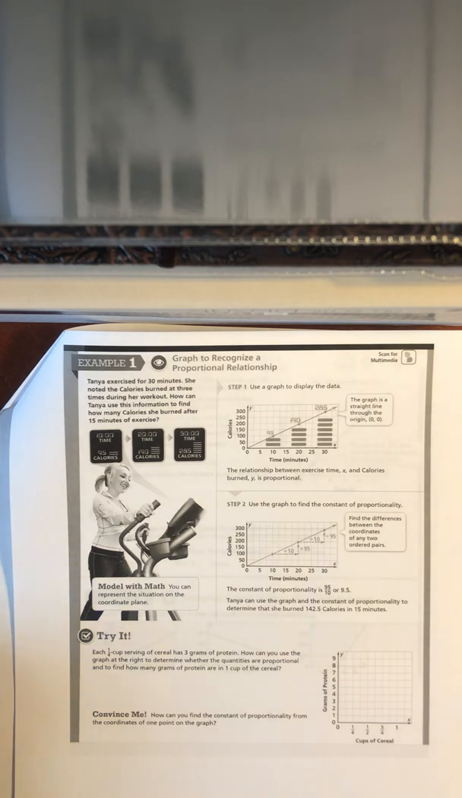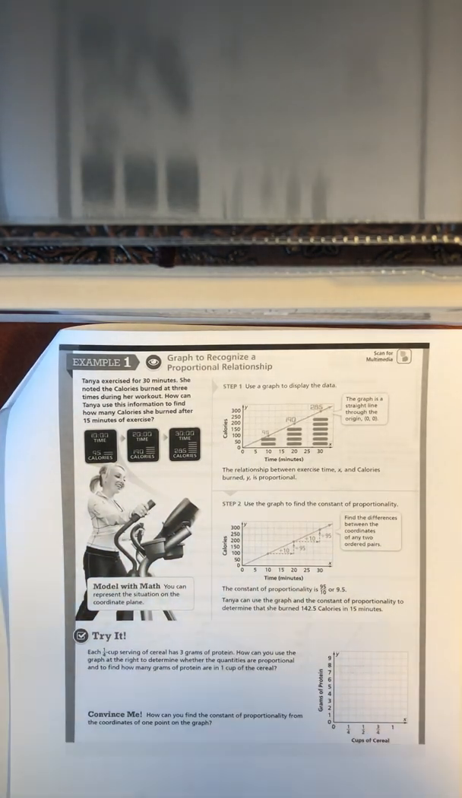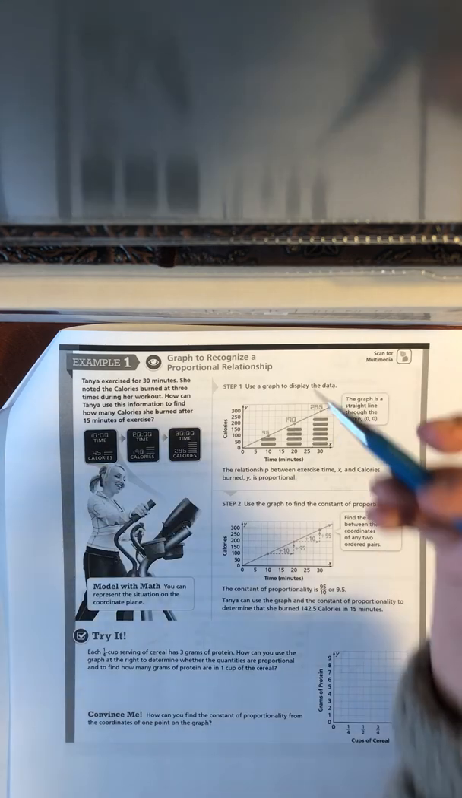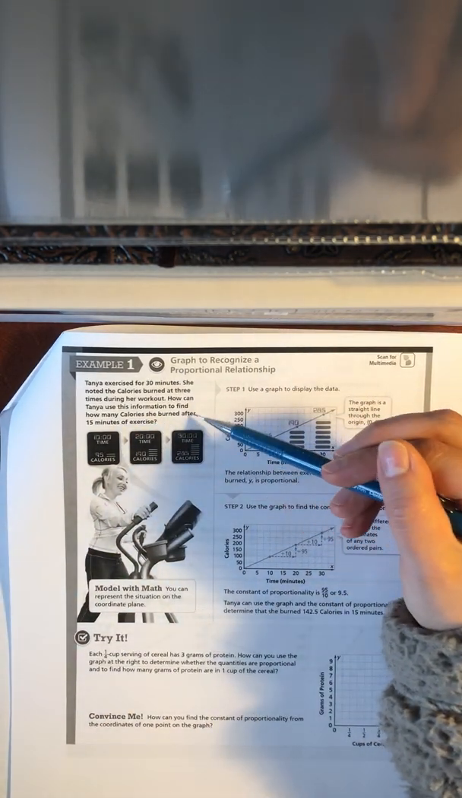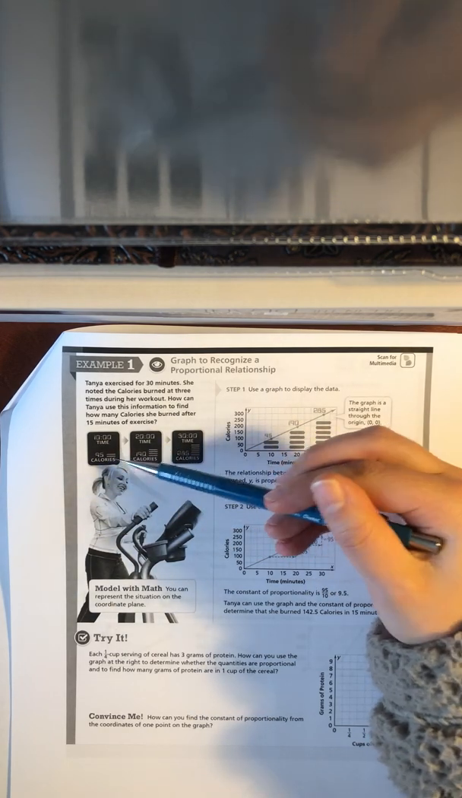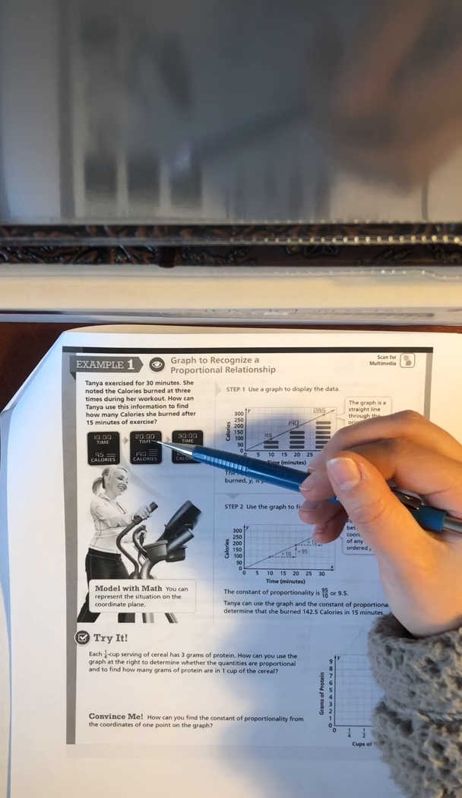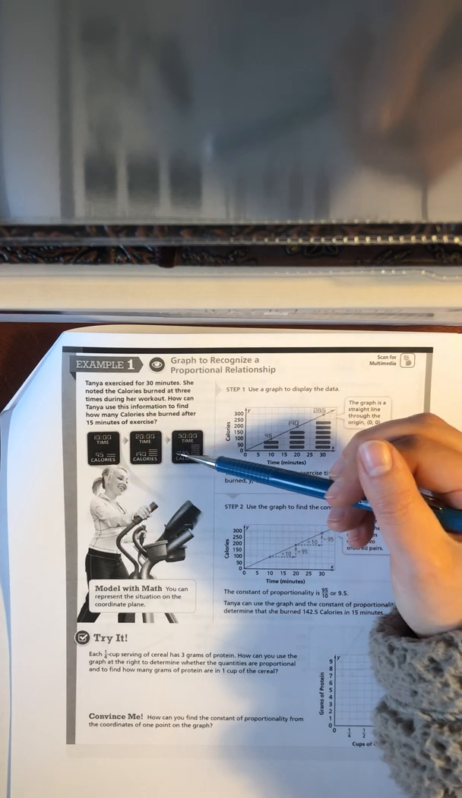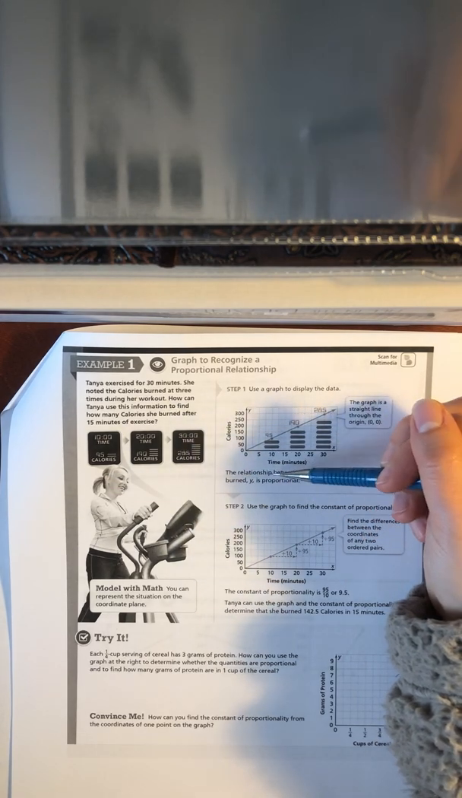Graph to recognize a proportional relationship. Okay, so Tanya exercised for 30 minutes. She noted the calories burned at 3 times during her workout. How can Tanya use this information to find how many calories she burned after 15 minutes of exercise? So if you look at this, it says she burned 95 calories in 10 minutes. She burned 190 calories in 20 minutes and 285 calories in 30 minutes. And then it's shown here on the graph as well.